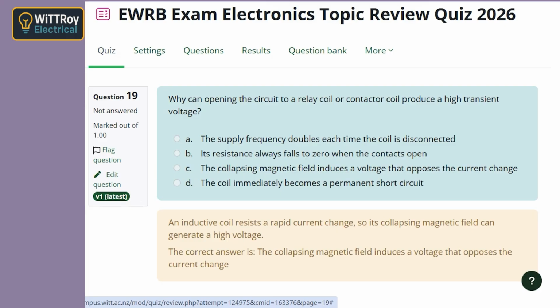So putting those steps together, it should be, the collapsing magnetic field induces a voltage that opposes the current change. That's right. An inductive coil resists a rapid current change, so its collapsing magnetic field can generate a high voltage. I understand. The collapsing magnetic field produces the high voltage across the coil.